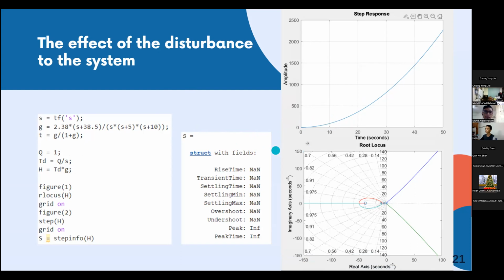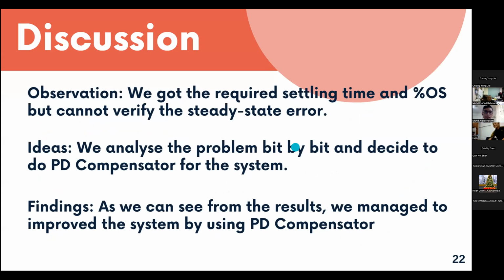Discussion. Over here we can see percent overshoot, and then we analyze bit by bit. PD for the okay.